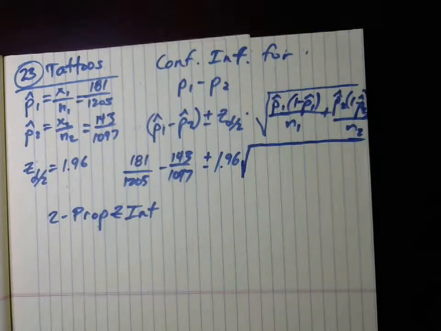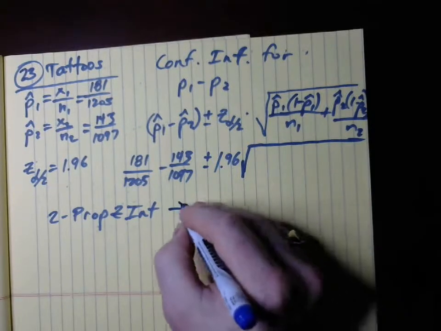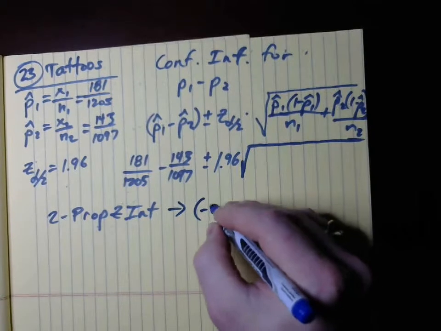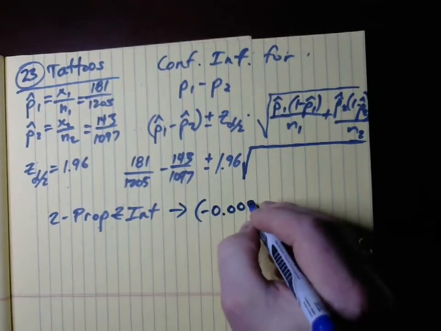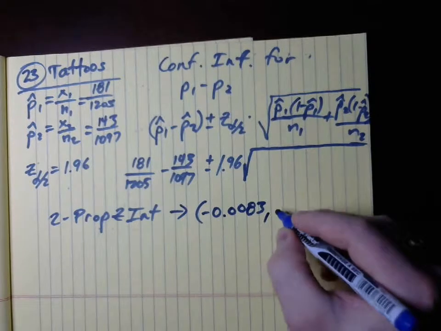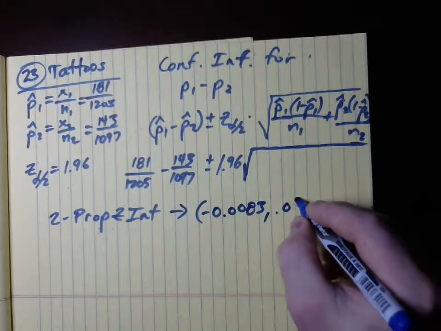And X1 in this case, as we mentioned, is 181. N1 in this case is 1203. Then 143 and 1097. We're doing a 95% confidence level, as mentioned. And we're going to calculate. I end up getting the confidence interval 0.0083, 0.04848.